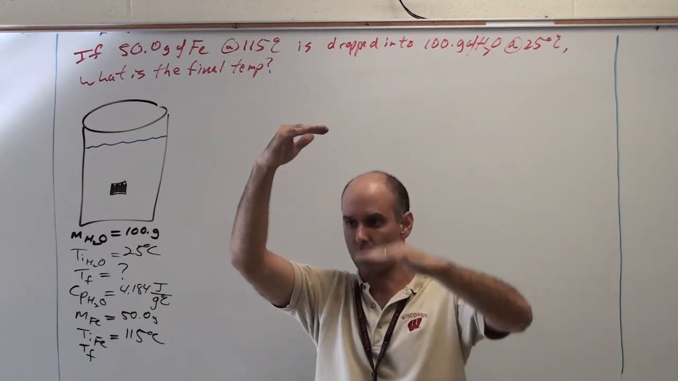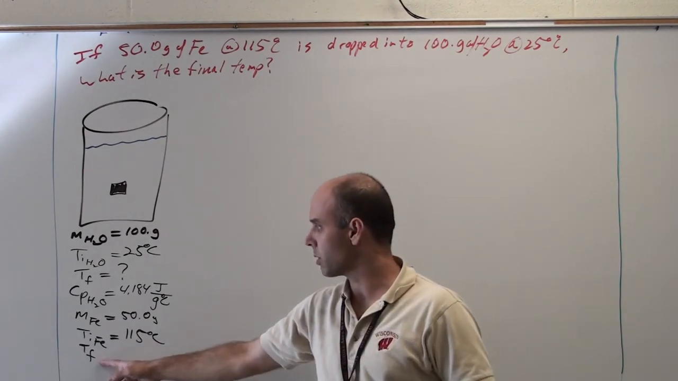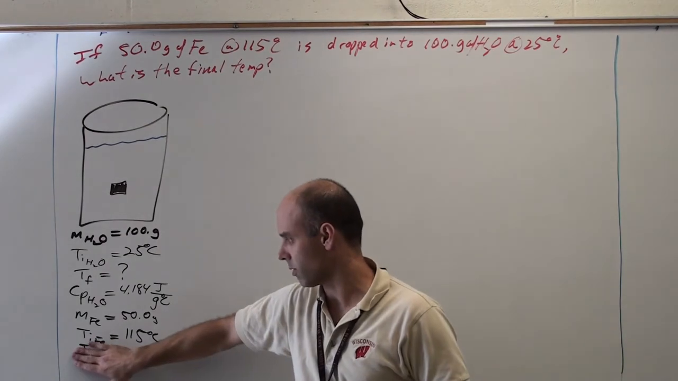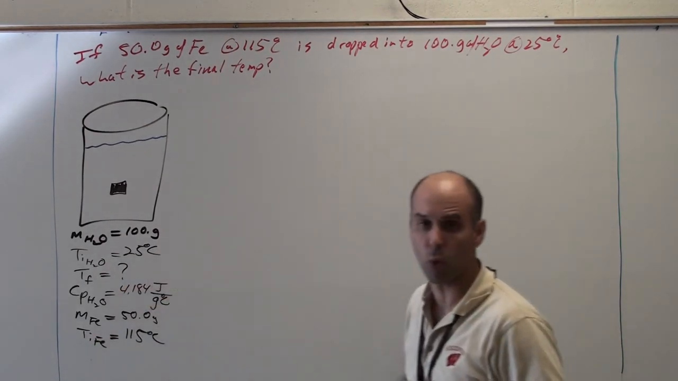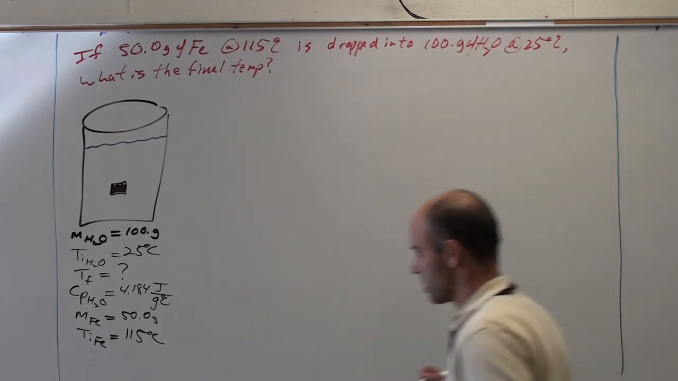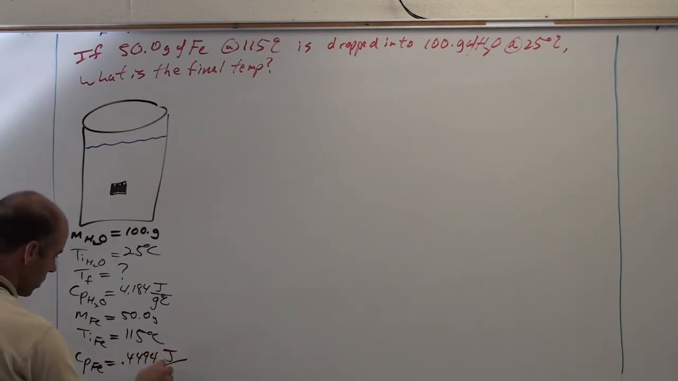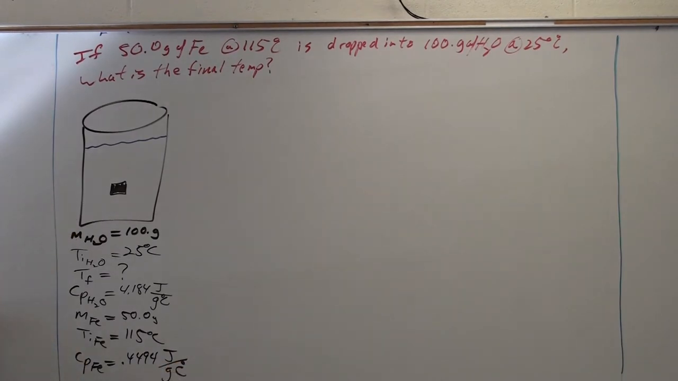So the temperature of the water goes up, the temperature of the iron goes down until, boom, they're the same. So the final temperature of the water is the same as the final temperature of the iron. So there's only one final temperature. And the specific heat of iron we can get from our book, 0.4494 joules per gram degrees Celsius.